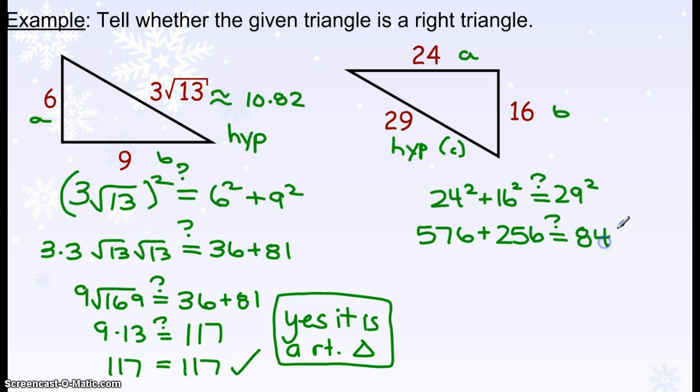Absolutely, 841. All right, we want to know if those two equal each other, so we're going to add 576 plus 256, and we get 832. And I know right away that 832 does not equal 841.